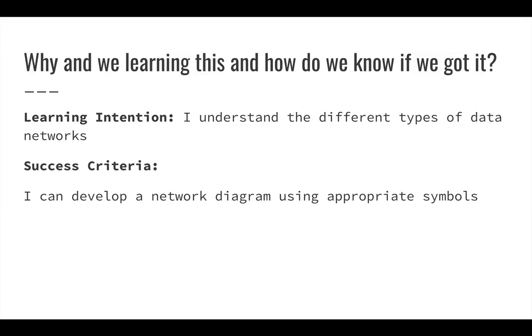Cool, so why are we learning this and how do we know if we've got it? So again, like last lesson, your learning intention is to understand the different types of data networks. However, your success criteria for today is a little bit different to yesterday. Hopefully you'll understand the two different types of networks, so LANs and WANs, and today you're actually going to look at developing a network diagram using appropriate symbols.